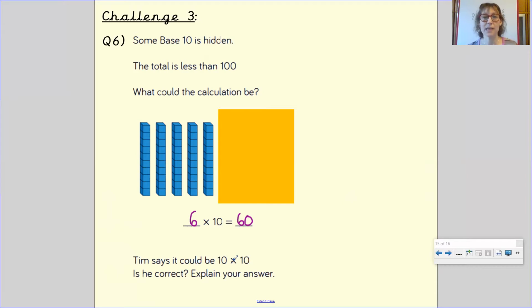Tim says it could be 10 times 10. And is he correct? And explain. So it's no good just saying, yes, he's correct, or no, he's not correct. You have to explain to me why. And I'll tell you he's not correct. So explain to me why he's not correct. This isn't the only answer. There are others. See if you can find them all, or at least one more.